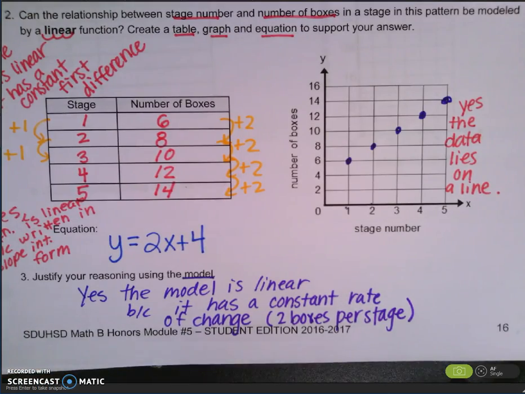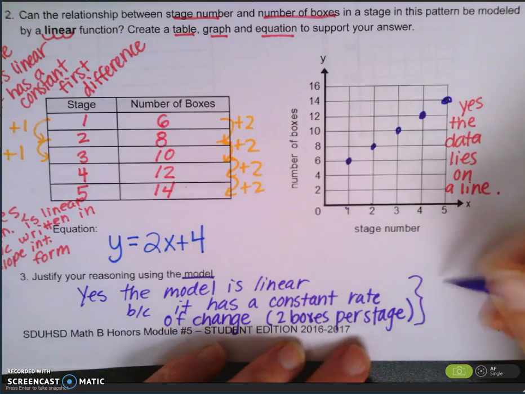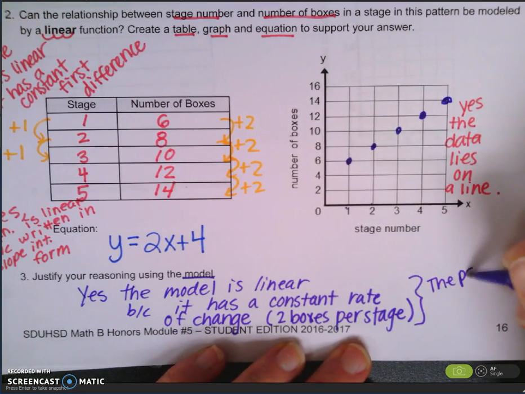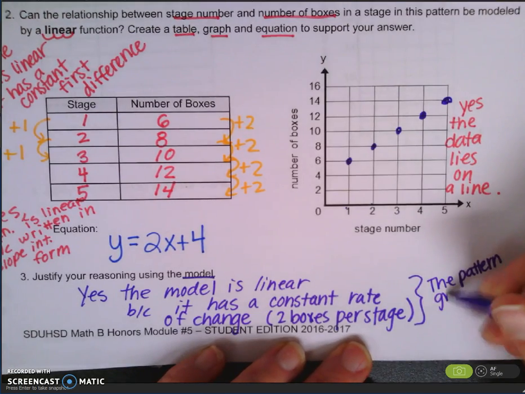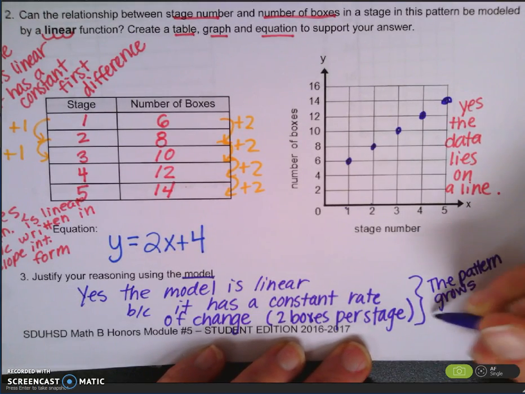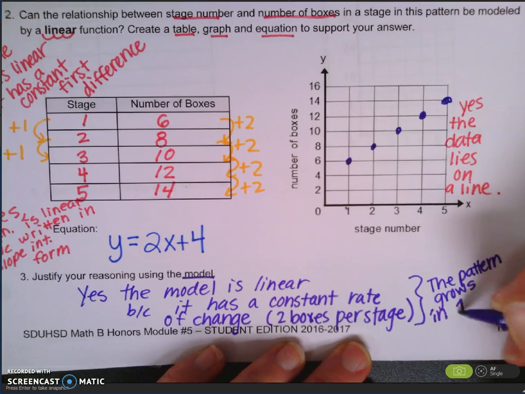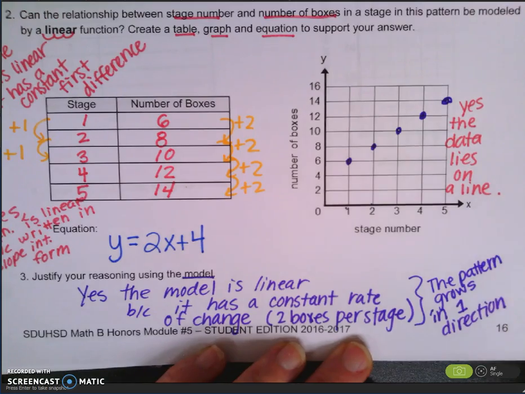Notice that this model is growing in one direction. That's important too. The pattern grows in one direction. So it's a linear pattern.